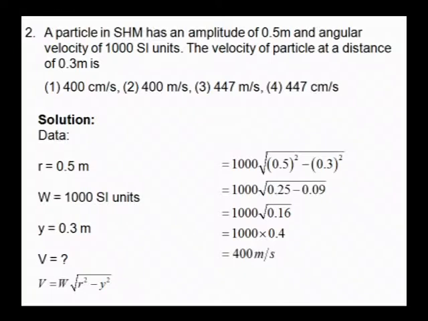The data given in the problem: the amplitude of the simple harmonic motion, r, is equal to 0.5 meter. The angular velocity omega is equal to 1000 SI units. Since angular velocity is angular displacement by time, angular displacement is measured in radians and time in seconds, so angular velocity has SI units of radian per second. The displacement of the particle is given as 0.3 meter. The velocity in simple harmonic motion is omega root of r square minus y square. Substituting the data, omega is 1000, r is 0.5, y is 0.3, we get the velocity as 400 meters per second.